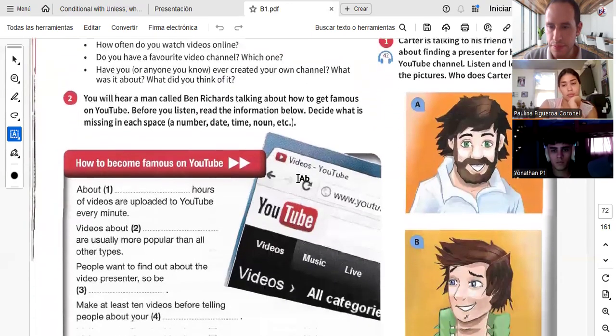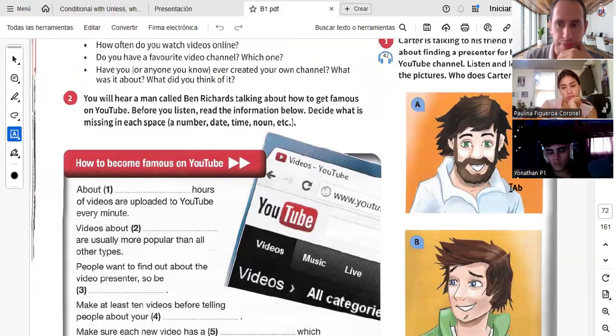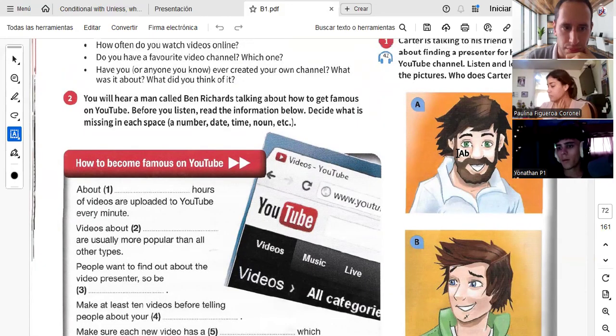Okay, what about Jonathan? Could you describe this man? Okay. ¿Cómo era barba? Beard. Okay. I saw that he has a long beard, and long hair. Who is the correct hair? Okay, and it's brown. His eyes.